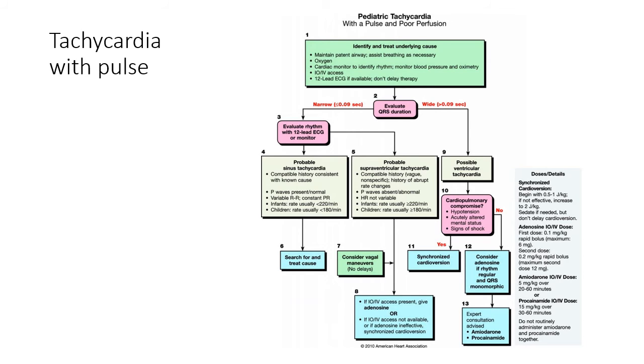This is another algorithm which is very important, and all the staff working in the pediatric ICU should be well aware of this. It is pediatric tachycardia with pulse and poor perfusion. Here, basically, we're looking at the QRS duration. It is narrow complex, less than 0.09 second QRS, and usually the causes are sinus tachycardia or supraventricular tachycardia.